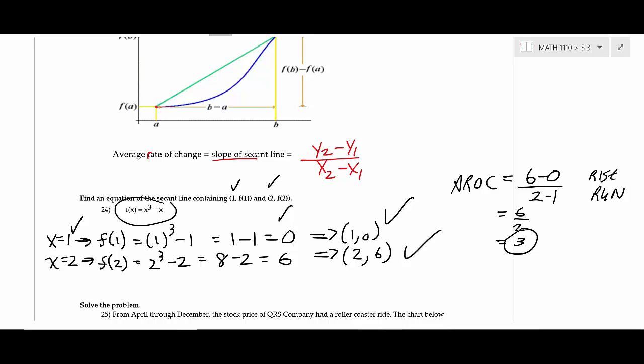You're looking at me funny, so I must have done something wrong there. What did I do wrong? Oh, 2 minus 1 is not 2, class. What is it?